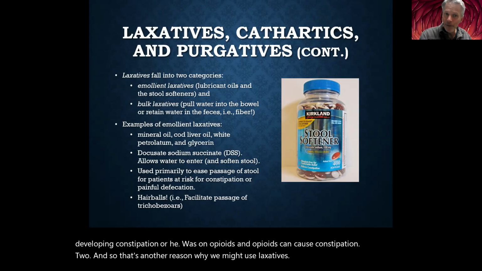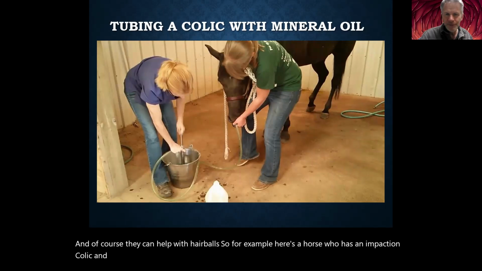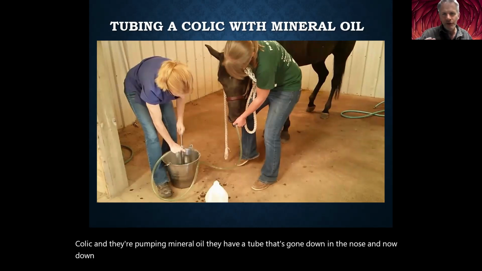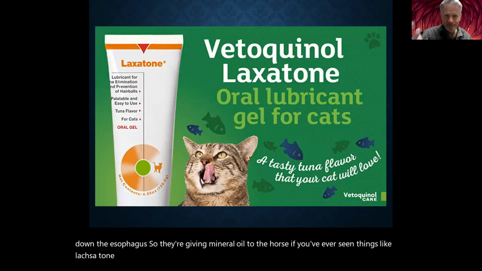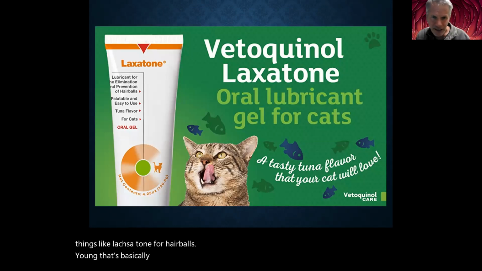And of course, they can help with hairballs. So for example, here's a horse who has an impaction colic, and they're pumping mineral oil. They have a tube that's gone in the nose and now down the esophagus. So they're giving mineral oil to the horse. If you've ever seen things like Laxatone for hairballs, that's basically petroleum jelly. It's kind of like an edible Vaseline.